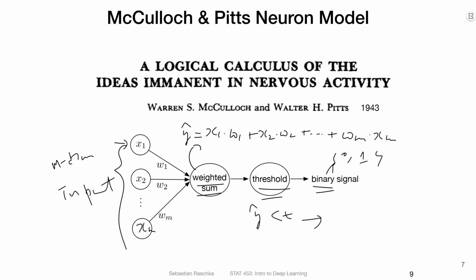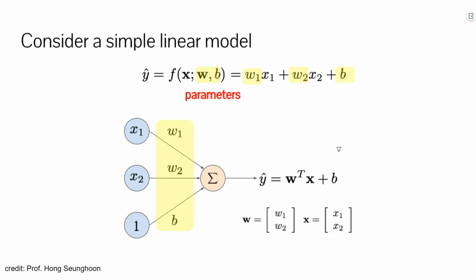Anyway, if y hat is smaller than t, let's say this binary signal is going to be 0. On the other hand, it's going to have the value of 1. So this was the very first perceptron model that researchers came up with. This is another view. I told you that we are going to parameterize this function, our model.